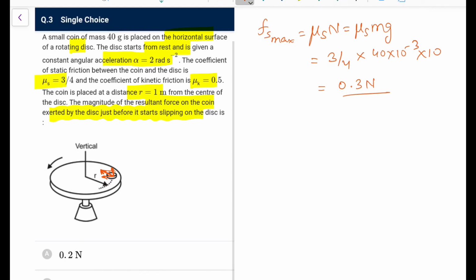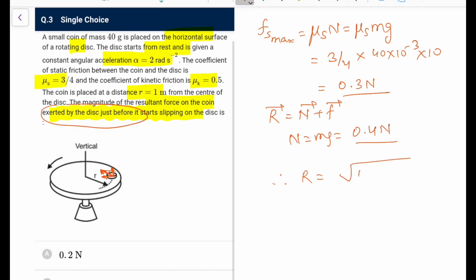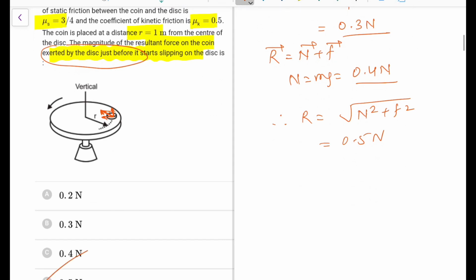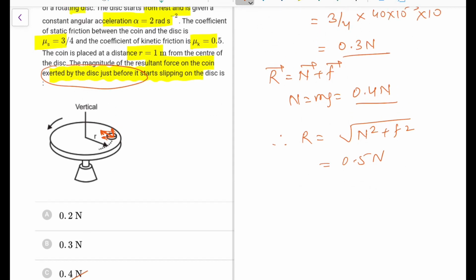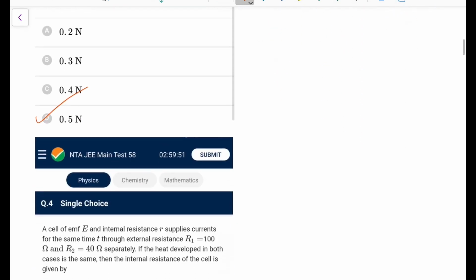But again, just see, it is exerted by the disk, not by friction alone. So the disk is exerting the resultant force that we generally write as N plus F. F is Fs max and N is equal to mg, which I can directly write as 0.4 Newton. Since both are perpendicular, one vertical and one horizontal, the magnitude of R is from 0.3 and 0.4, as you are familiar, 0.5 Newton. So be aware, friction is 0.3, but the question is asking for 0.5.